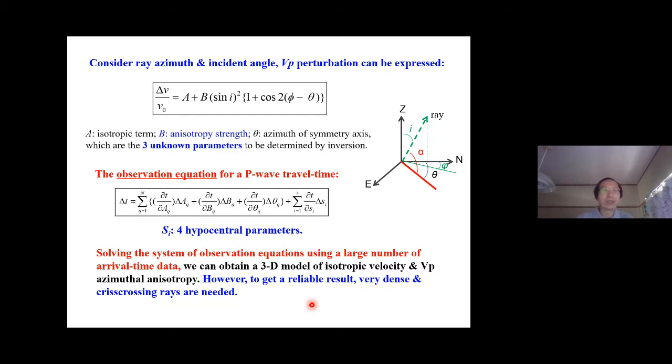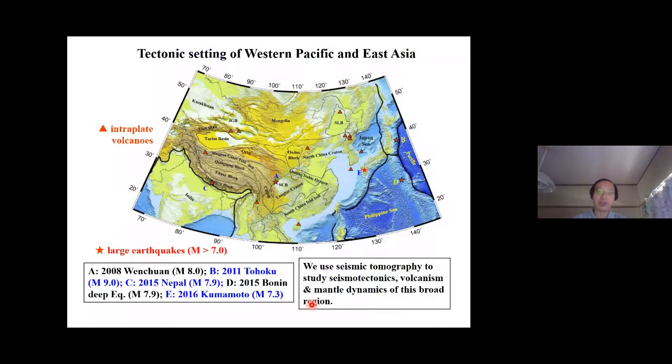This figure shows the tectonic setting of the Western Pacific and East Asia region. In the east, the Pacific plate and the young Philippine Sea plate are subducting beneath the Eurasian plate. And in the southwest, the Indian plate is subducting beneath the Eurasian plate, causing the high Tibetan plateau. In this figure, the red triangles show the intraplate volcanoes. We can see there are quite several intraplate active volcanoes in and around Northeast Asia and also in Southwest China. And the red stars show the large earthquakes which occurred since 2008.